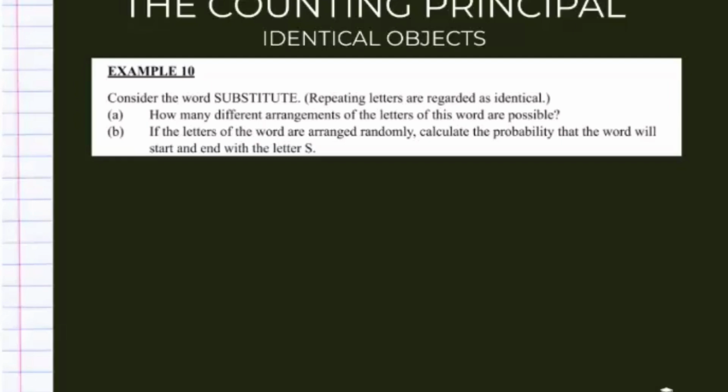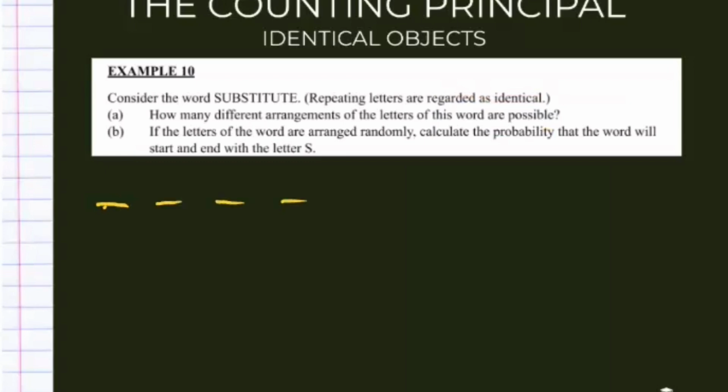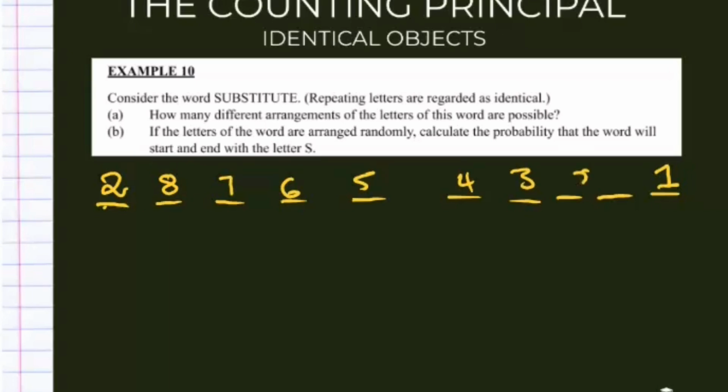Question B says, if the letters of the word are arranged randomly, calculate the probability that the word will start and end with an S. So we have 1, 2, 3, 4, 5, 6, 7, 8, 9, 10 letters. We understand that for the first letter, we want to start with an S, so there's 2 ways to do it, and therefore here there will only be 1 way to do it, as we've already used that S. And then now we have 8 letters left, so that's going to be 8, and once you use that, that reduces to 7, 6, 5, 4, 3, 2, 1.